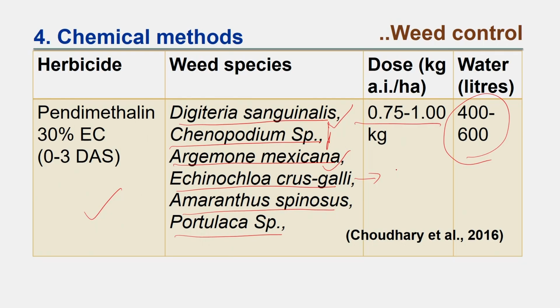Suppose, for students, the rate of application is 1 kg AI per hectare, and the product contains 30% EC, emulsifiable concentrate. That means the active ingredient in this herbicide is 30%, so you need to have more of this. You need about 3.33 liters of commercial product to supply 1 kg AI of pendimethalin. So this is how a student can learn how to make the calculation of the commercial product.